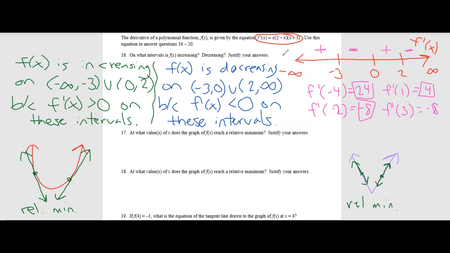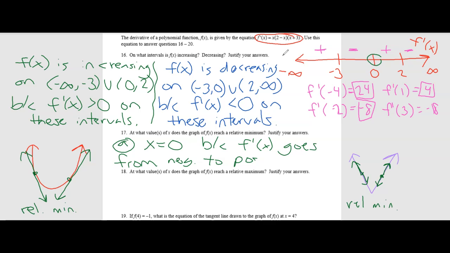So if we're looking for the x values where f of x has a relative minimum, we need to look for where the derivative goes from negative to positive. And that's going to occur only at x equals 0. So at x equals 0, because f prime of x goes from negative to positive.